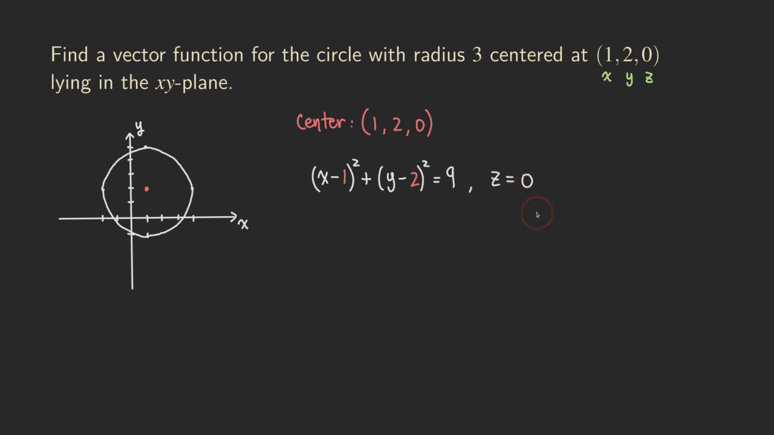Okay, so now we have the Cartesian version. How do we come up with the parametric version here?